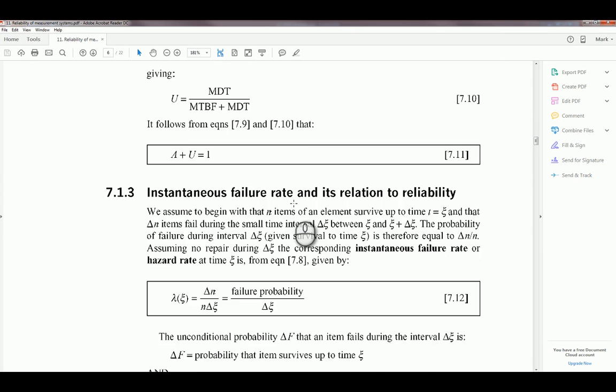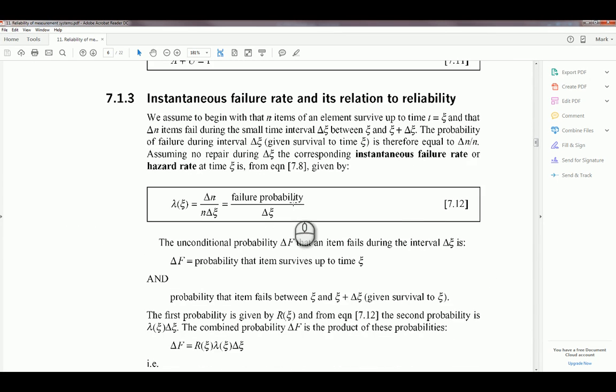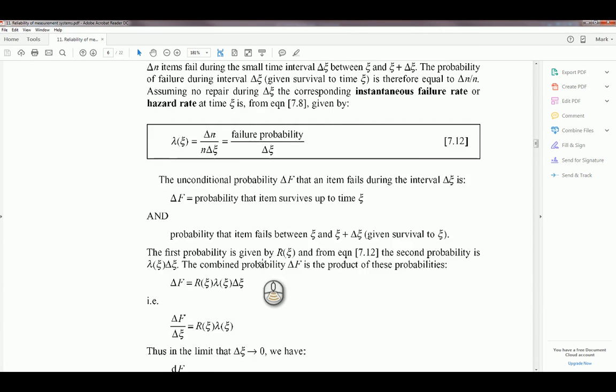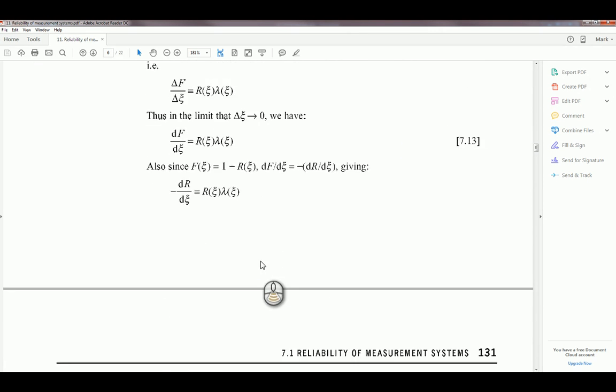Moving on down, we've got the instantaneous failure rate that we chatted about earlier on, so the failure probability of the delta psi. The unconditional probability of delta f that the item fails during the interval of delta psi is therefore the change in the failure rate probability that the item survives up to the time of psi as well. So not overly concerned about that one.